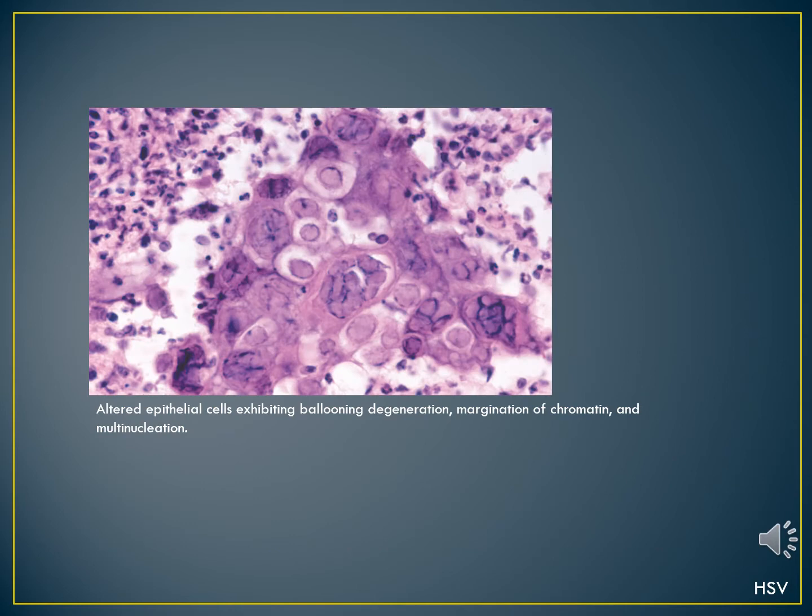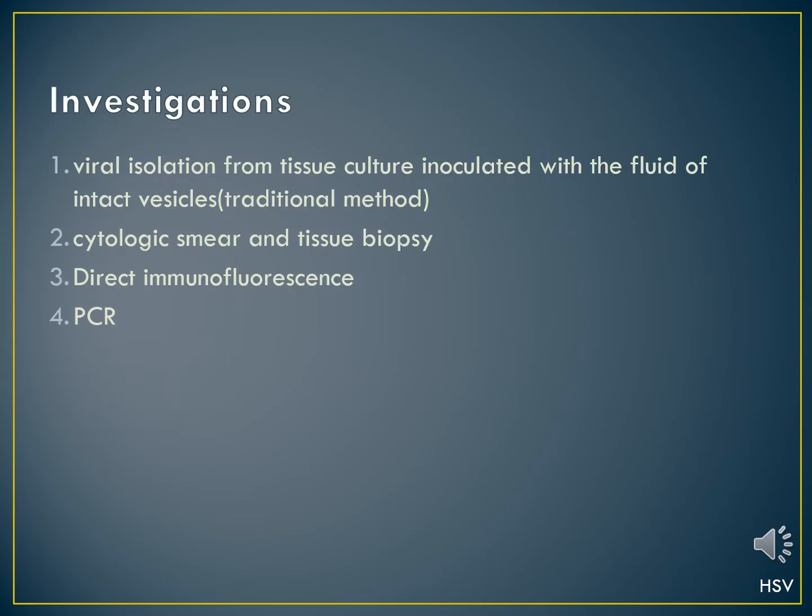So as we can see in this picture provided, the Tzanck cells are exhibiting ballooning degeneration, margination of chromatin, and also multinucleation. The investigations of herpes simplex virus include viral isolation from tissue culture inoculated with the fluid of intact vesicles, cytologic smear and tissue biopsy, direct immunofluorescence, and PCR, which is also known as polymerase chain reaction.